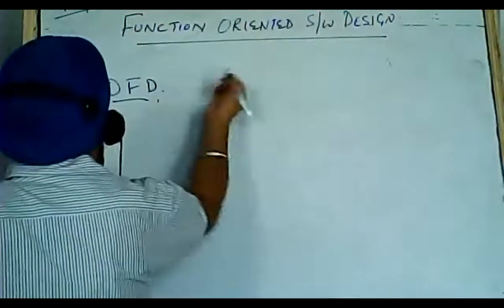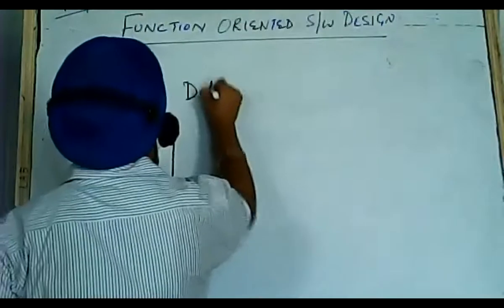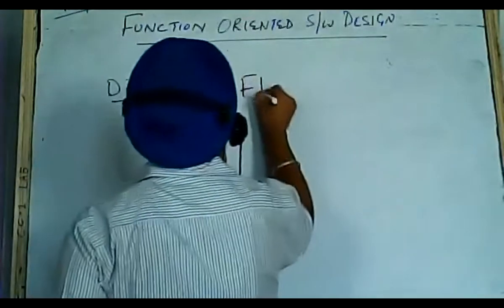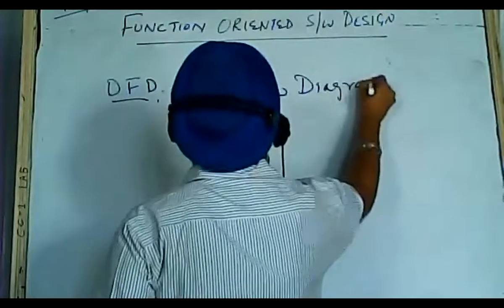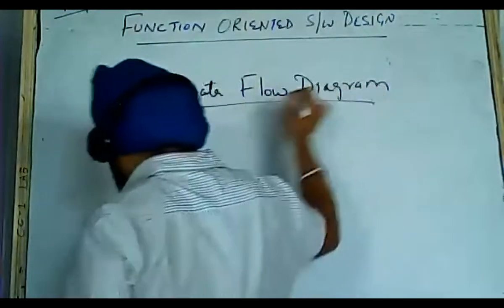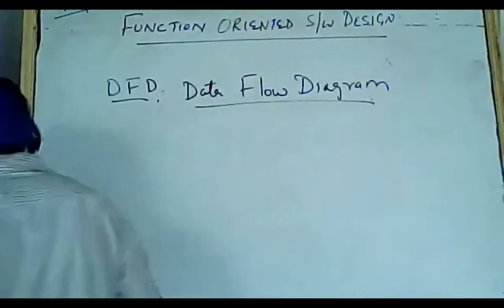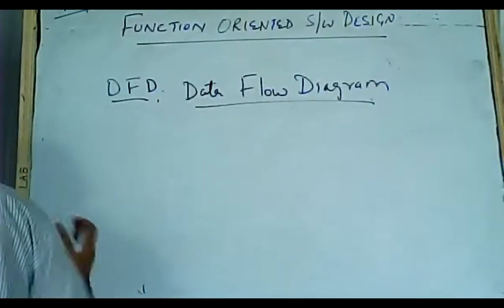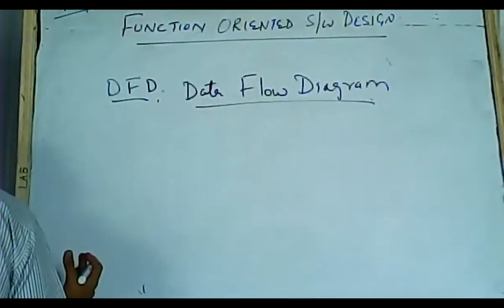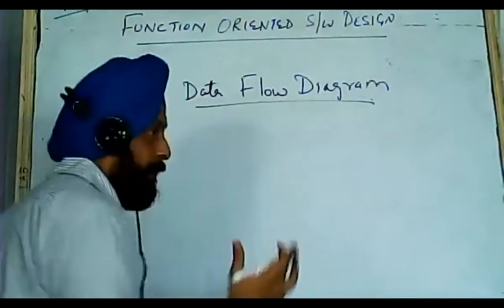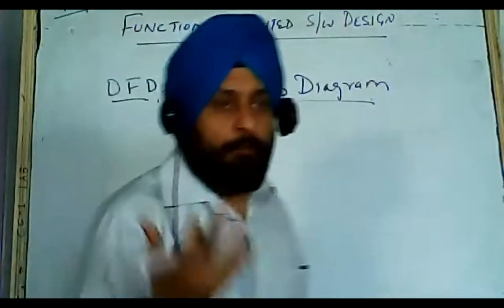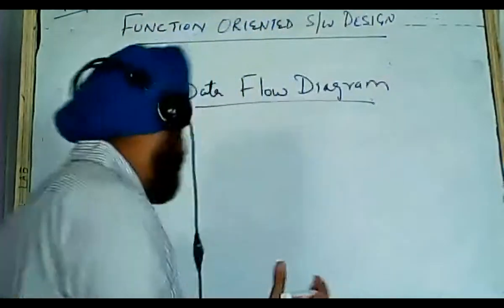It is a very powerful technique also. I will write the full form first of all. Data flow diagram. It is a hierarchical graphical flow. It represents the hierarchical flow of the model and data interchange among the processes. It shows all the functions, or we can say all the processes, in your software product.